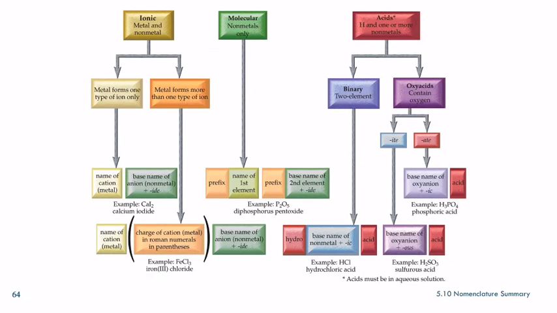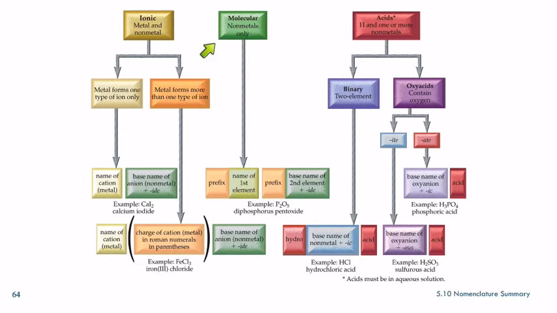This is a flow chart from your textbook, and some people like flow charts. This helps you organize your thinking. If that's you, by all means use it. If you find this confusing and you want to figure it out a different way, then just completely ignore the flow chart. I'm not going to make anybody use a flow chart. But let's use this to just kind of give us an overview of naming.